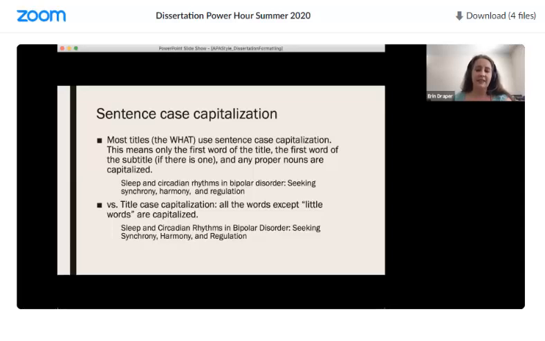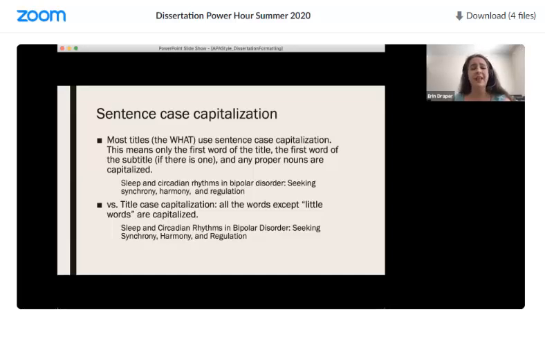And so I have an example here, and you can see only the words sleep and seeking are capitalized. And then title case capitalization is what you're using in most of your headings now. And that's all of the words except for little words will be capitalized. So in the example here, you'll see only and in are lowercase. Everything else is capitalized. Almost all titles in your references are going to use sentence case capitalization. Article titles, book titles, web report titles, chapter titles, all of those use sentence case capitalization.